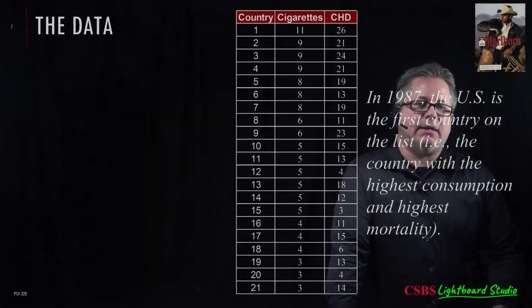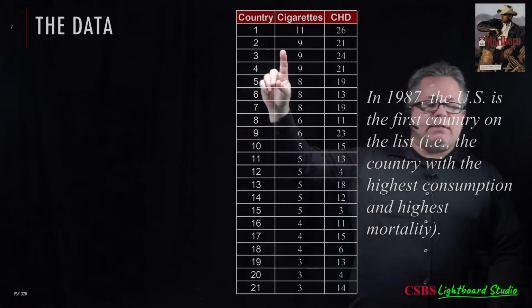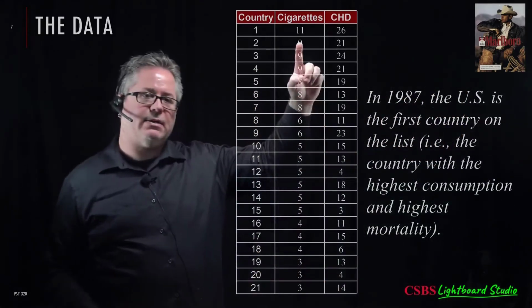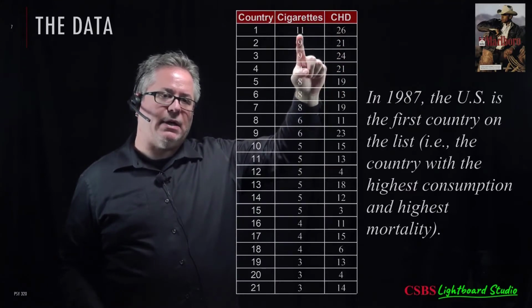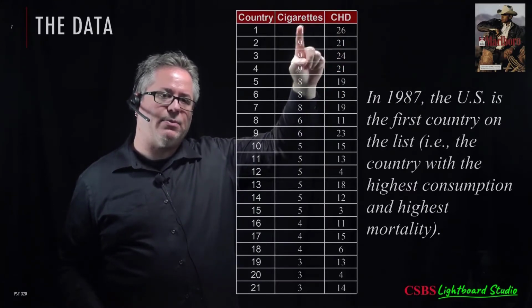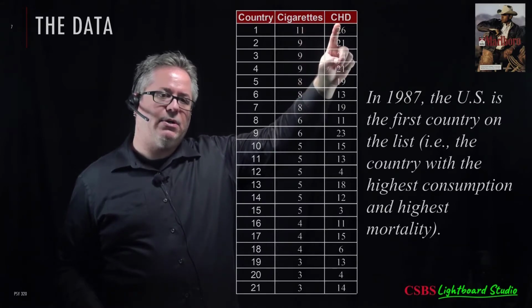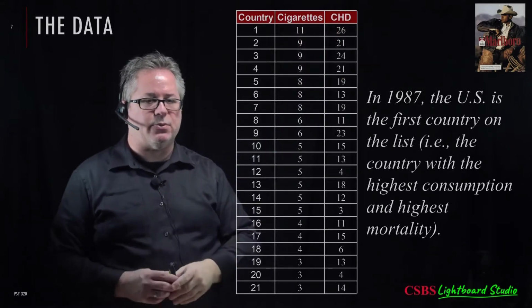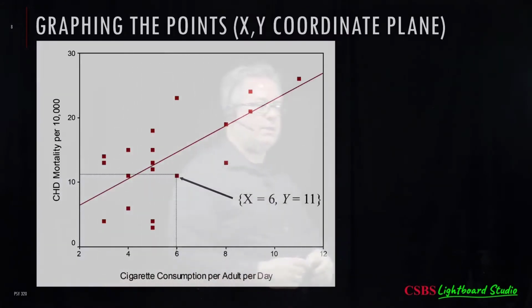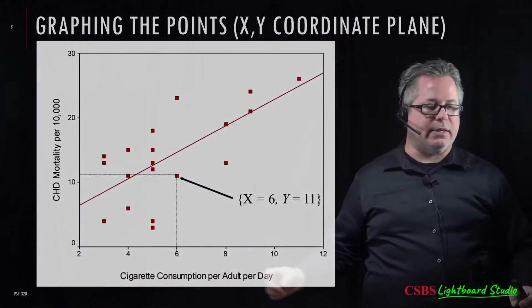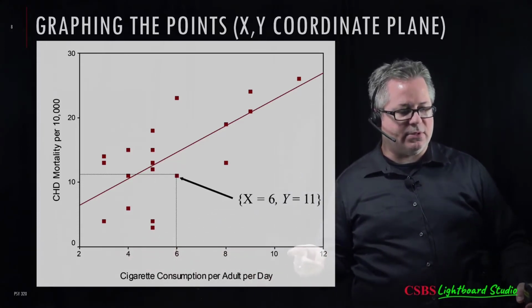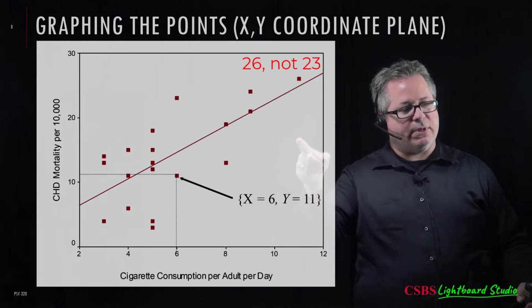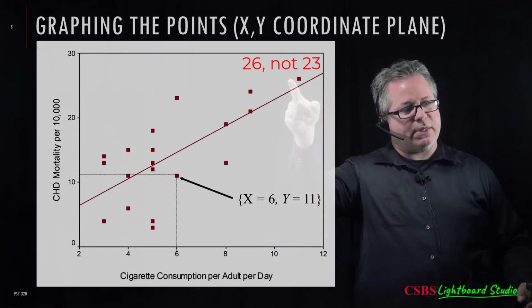If I go back a second, for the United States, it's 11 and 26. That's the two points. We're going to use cigarette consumption as the X axis and coronary heart disease as the Y axis. So let's find where the United States is. We need a country that has 11 here, and it's got to go up to 23, which is there. So here, this is the United States.